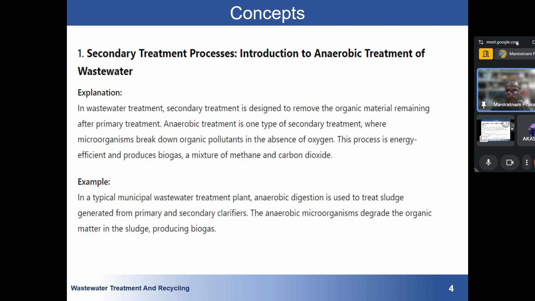So we have already shared about the secondary treatment process, and the first topic was introduction to anaerobic treatment of wastewater. First I will give an explanation of the topic, and then one relevant example. In wastewater secondary treatment, first we have to know what secondary treatment is, which we have already discussed. It is designed to remove the organic material remaining after primary treatment. Anaerobic treatment is one type of secondary treatment where microorganisms break down organic pollutants in the absence of oxygen. This process is energy efficient and produces biogas, a mixture of methane and carbon dioxide.